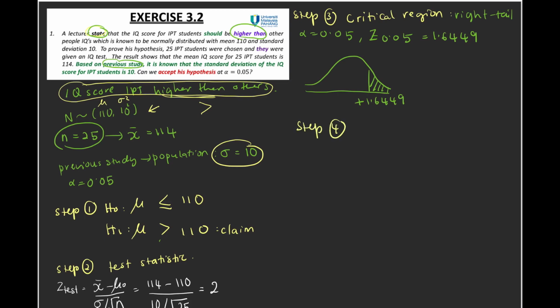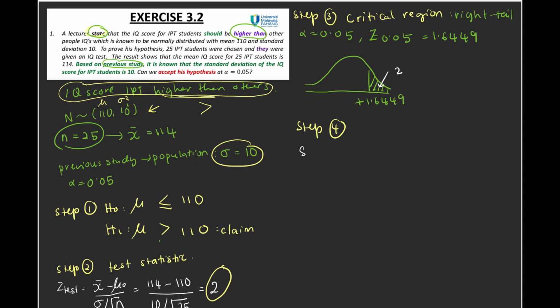Then step 4. You want to reject or accept H null. Look at our test statistic. Test statistic is equal to 2. So where is 2 located? At the shaded region or unshaded region? Okay, 2 is located here. It is greater than 1.6449. So it is located at the rejection region. So you have to reject H null.